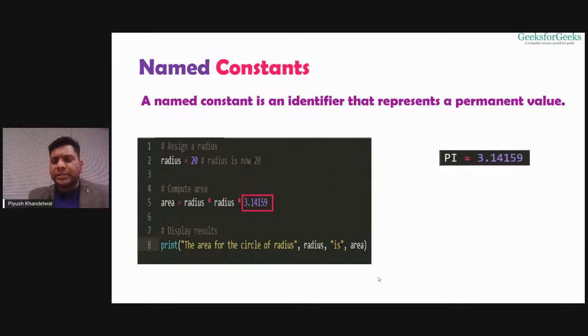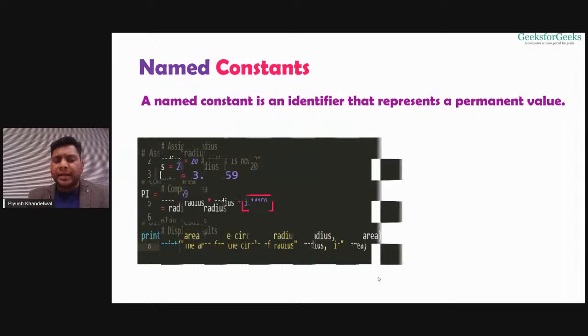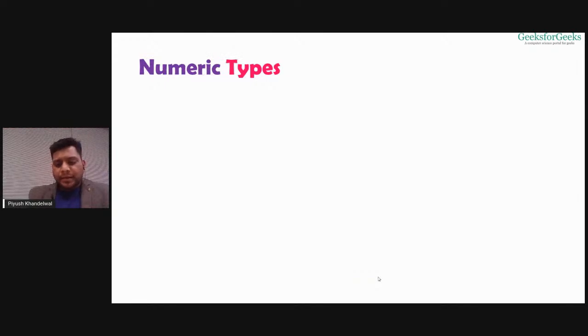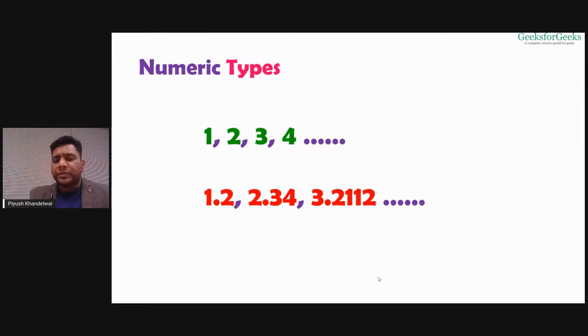So representing the constant values with the help of labels, and all the labels should be in all uppercase so that you can distinguish between the variables and the constants in your program, right? Next, we move to the numbers. Generally, you see two types of numbers: the whole numbers like 1, 2, 3, 4, and the numbers with decimals in it, like 1.2, 2.34, 3.2112. These all are the numbers with decimals in it, right?